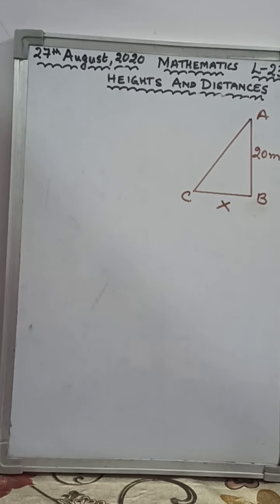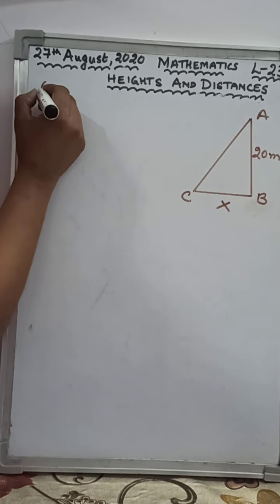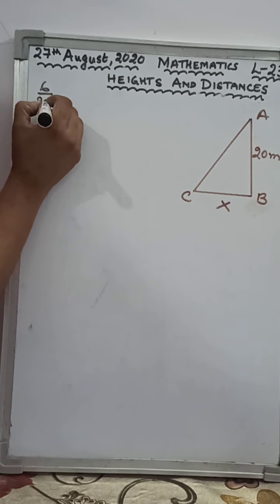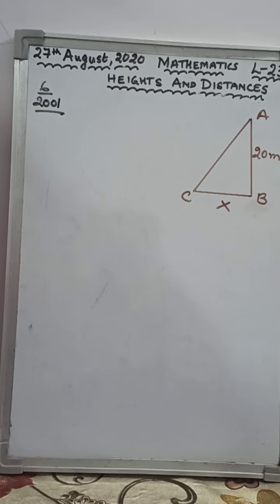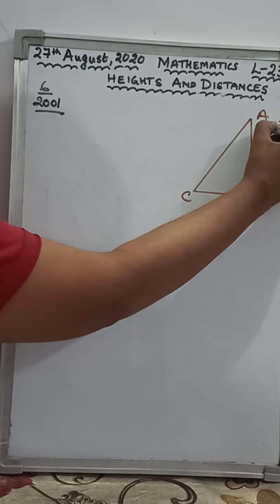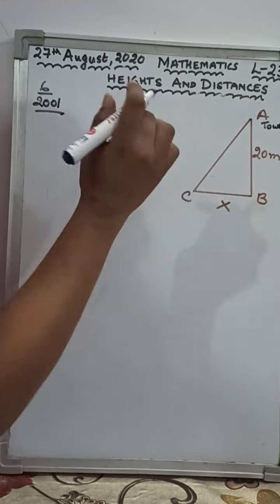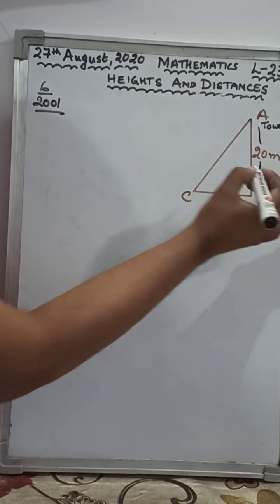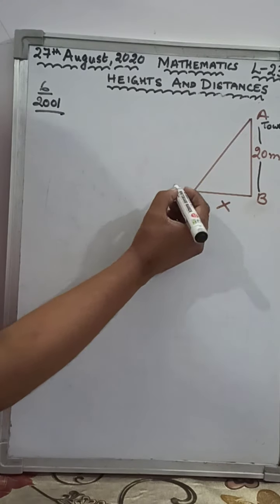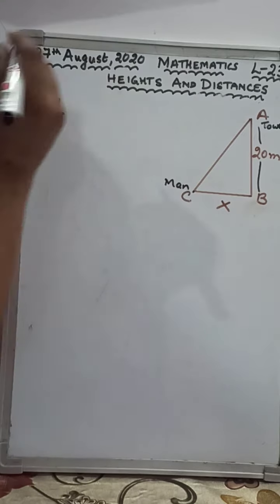Now question number 6. If you see question number 6, it is a 2001 question. It says that a vertical tower of 20 meters. This AB is the tower, and 20 meters is given in the question. A man is standing at some point. Over here the man is standing at point C.